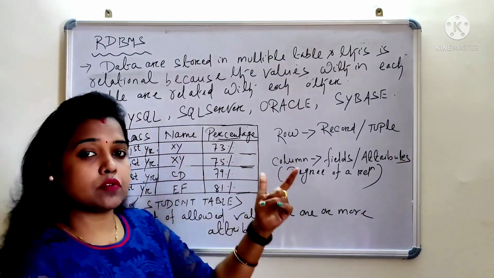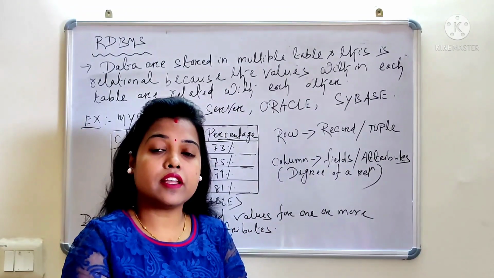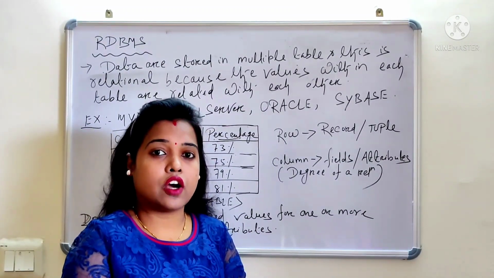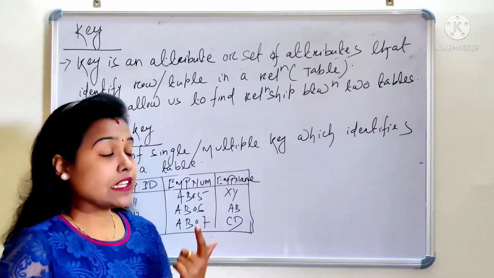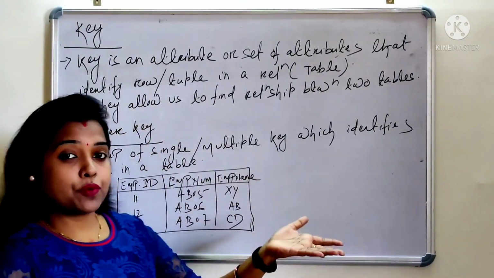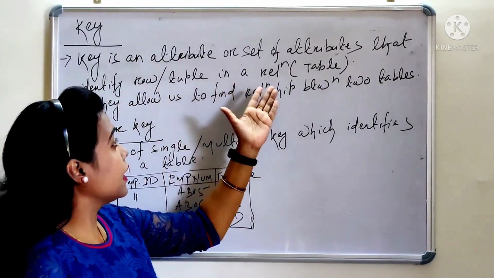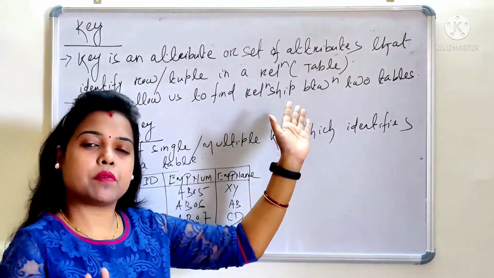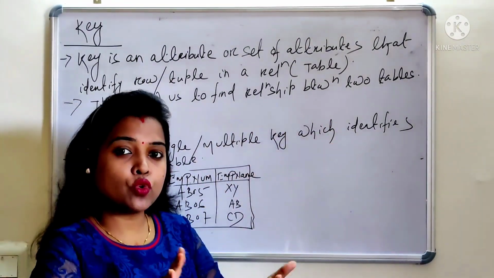Now this is the technique where the key concept will be really helpful for us. Now what is the key concept and how is it helpful? Let's see that. What is a key? A key is an attribute or set of attributes that identify a row or tuple in a relation. That is a table; a table is nothing but a relation. So keys allow us to find relationships between two tables.